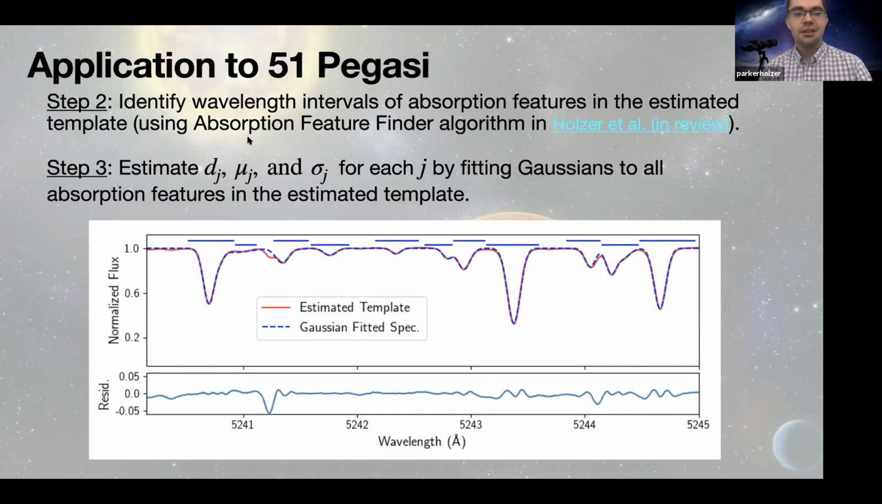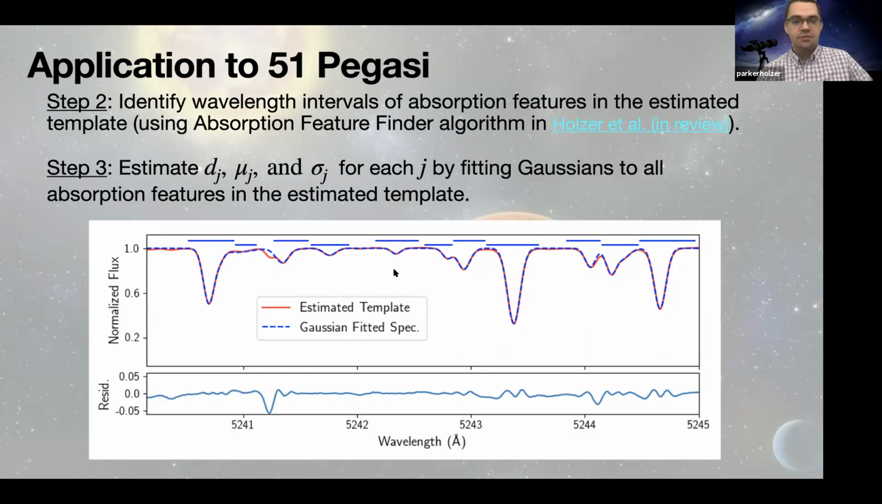Step 2 is, well, we know we're going to need to find absorption features sooner than later. And so that's the next step. Take this estimated template and apply some algorithm. We have an algorithm in the paper that this talk is based on called Absorption Feature Finder that searches for absorption features. And those are plotted in the horizontal blue here, the windows of absorption features given by this algorithm. The estimated template is in solid red, by the way.